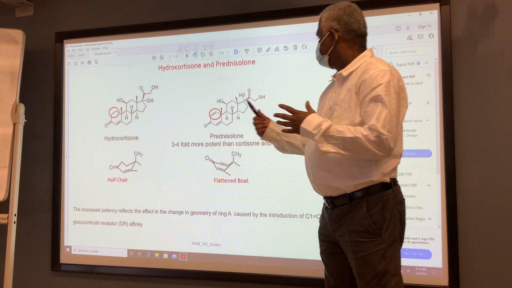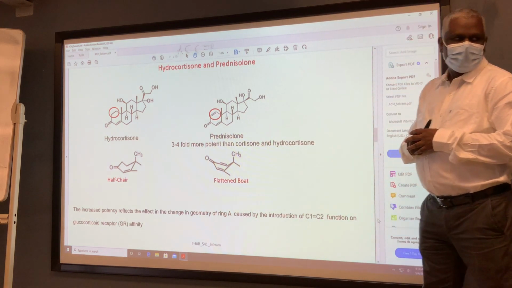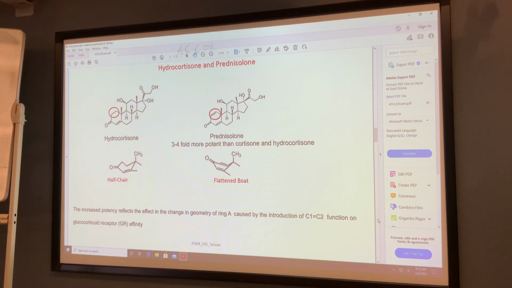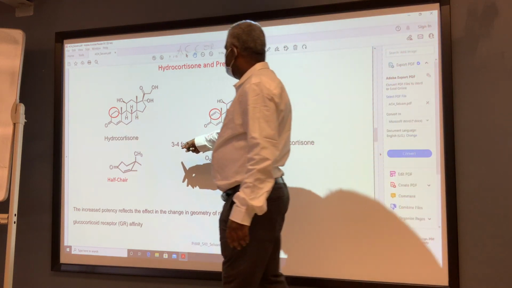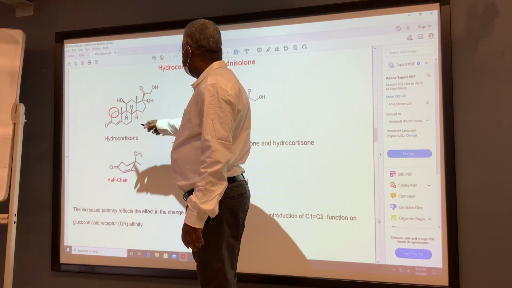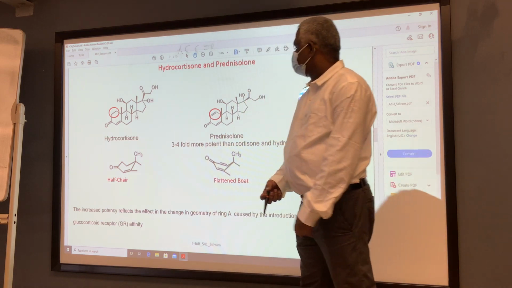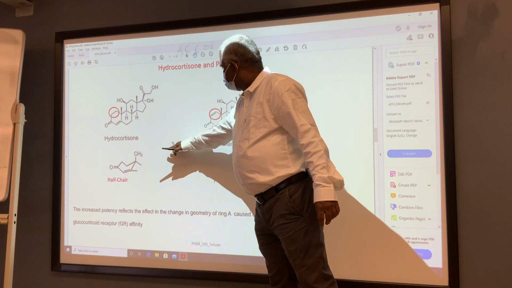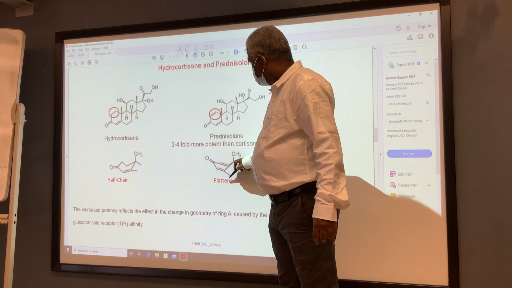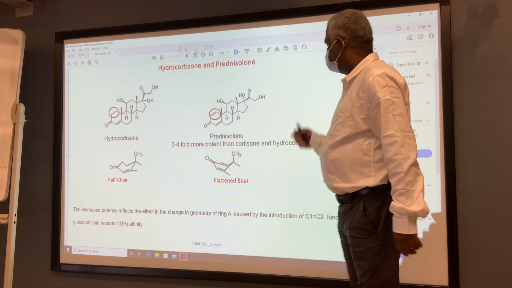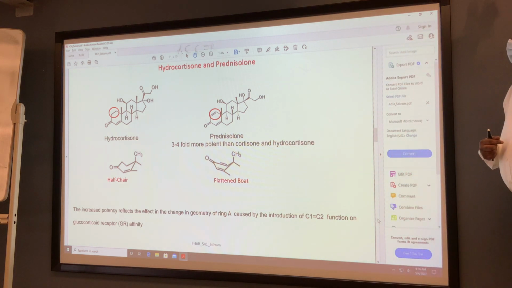When you compare binding with the glucocorticoid receptor, the flattened boat conformation has a stronger binding affinity compared to the half chair conformation. That's the reason we have a 3 to 4 fold increase in activity for prednisolone compared to hydrocortisone. The additional double bond makes ring A a flattened boat conformation that has good binding affinity with the glucocorticoid receptor. So that makes the compound 3 to 4 fold more active.